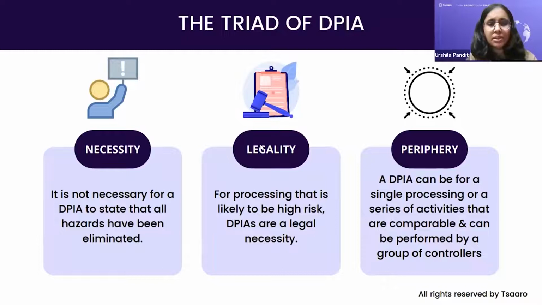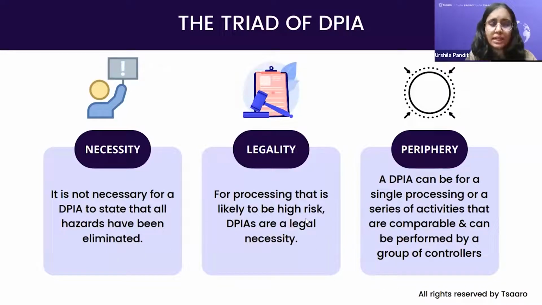The second aspect is legality. A DPIA is done for processing that is likely to be a higher risk. High risk here means risk to data subject rights and freedoms, so it's a legal necessity under GDPR in this case. This would vary from case to case. The main criteria on which you would determine whether to do a PIA or a DPIA is to first understand whether the particular process actually uses personal data or sensitive personal data that might cause a risk to data subjects.